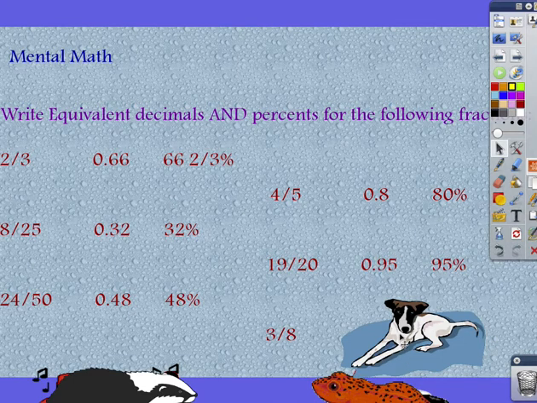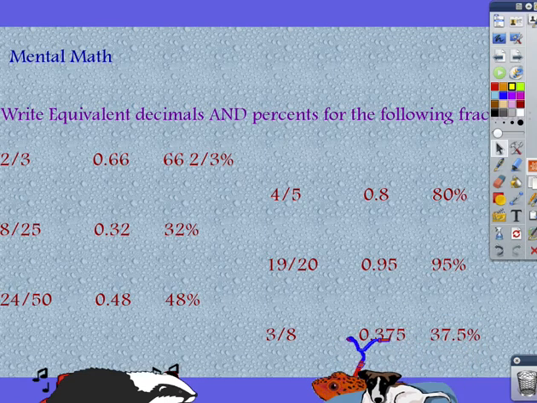3/8, one of those that you maybe just kind of need to know once again, and it is 375 thousandths, or 37.5%.